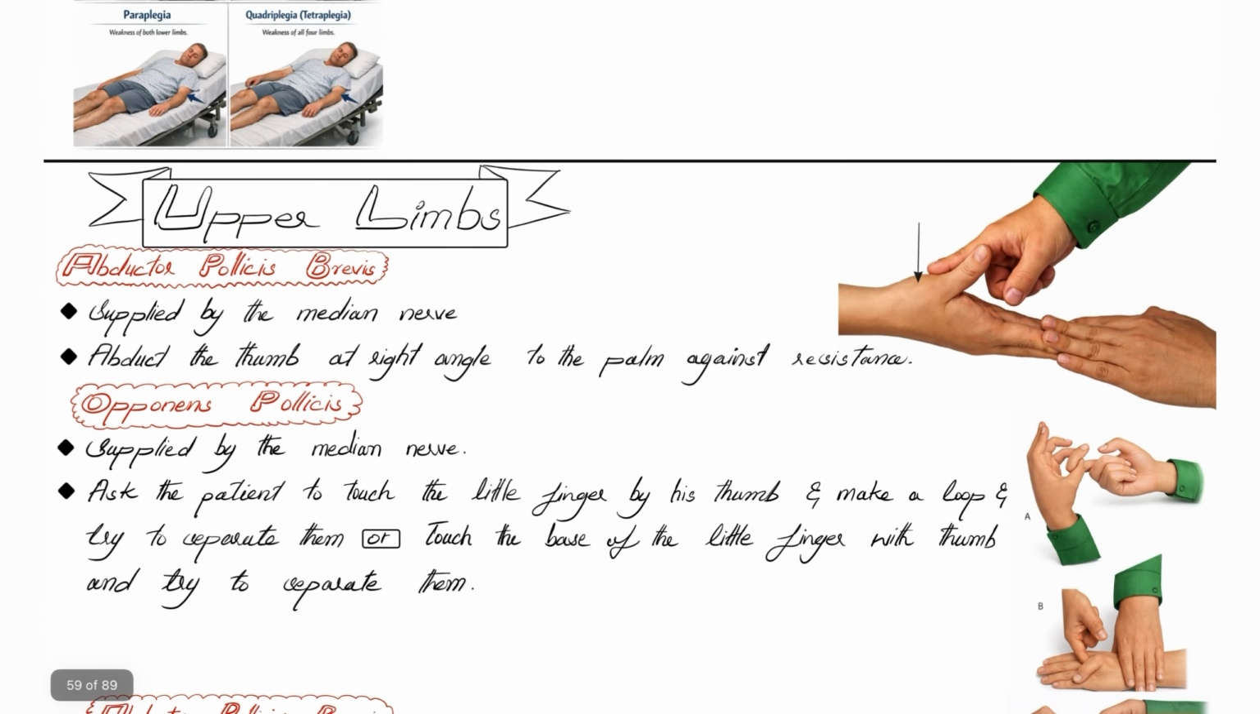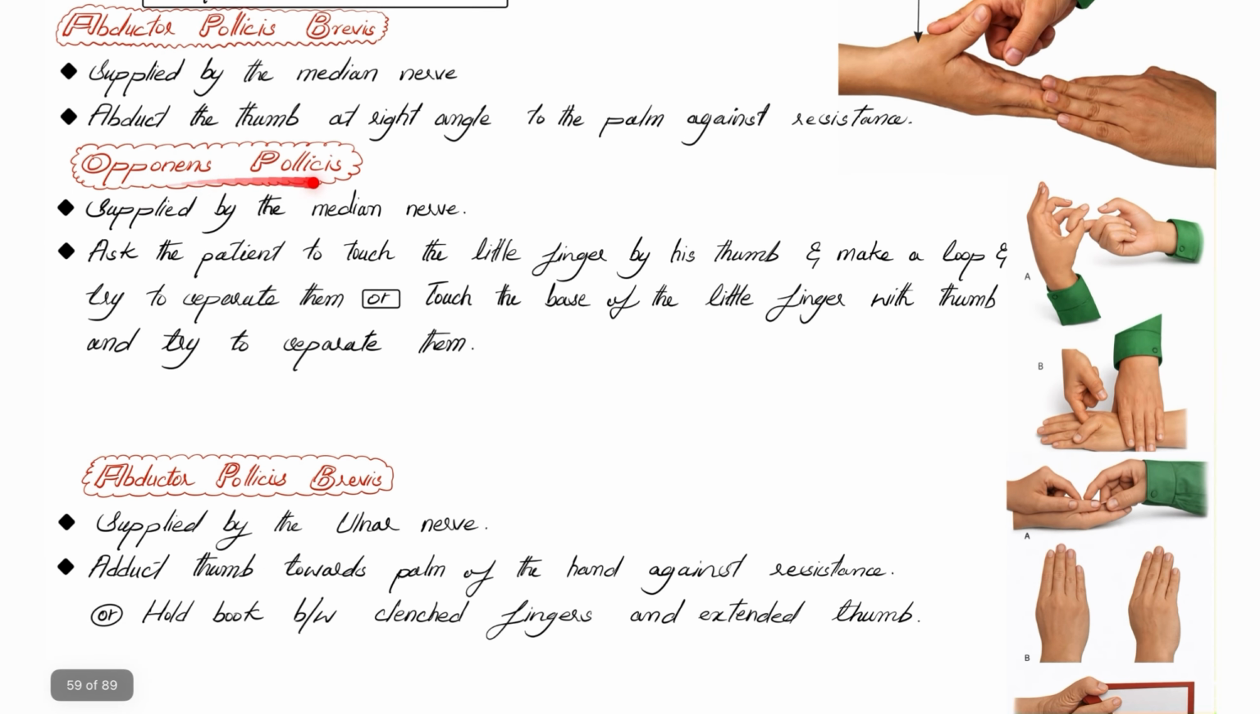The next muscle of the upper limb is opponens pollicis. It is supplied by the median nerve. You need to ask the patient to touch the little finger with his thumb and make a loop, and the examiner tries to separate them, or instruct the patient to touch the base of the little finger with the thumb and the doctor tries to pull them apart, as you see in the image.